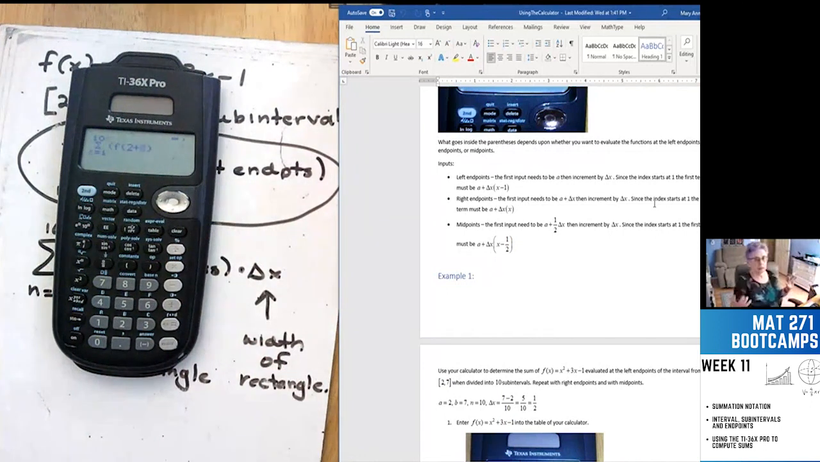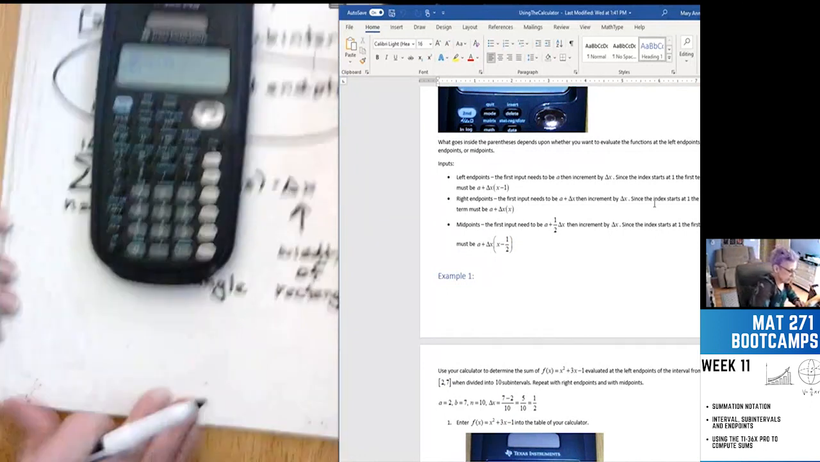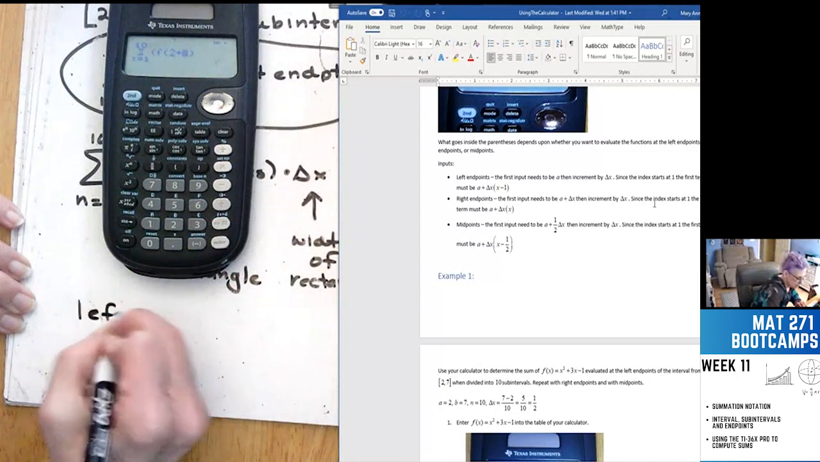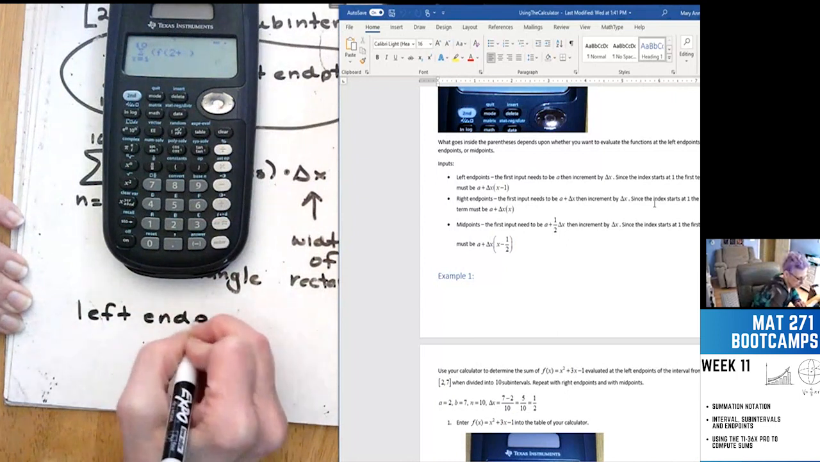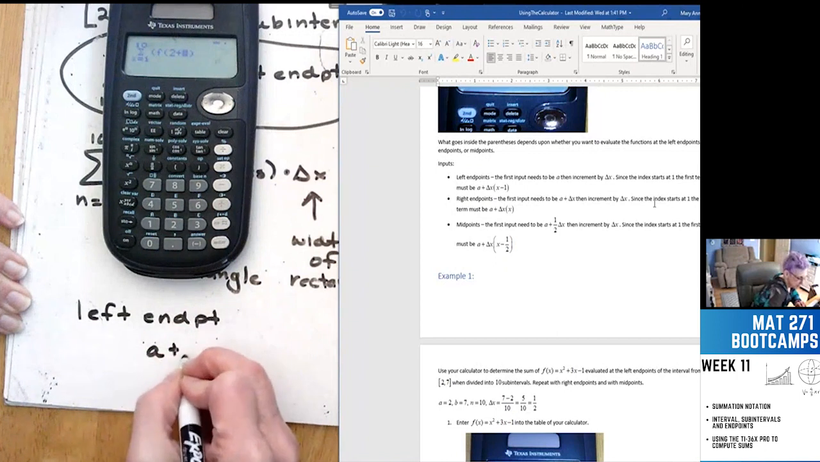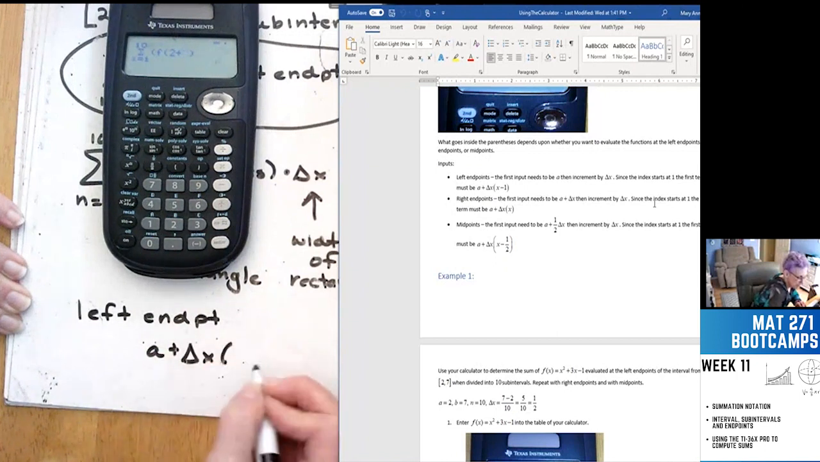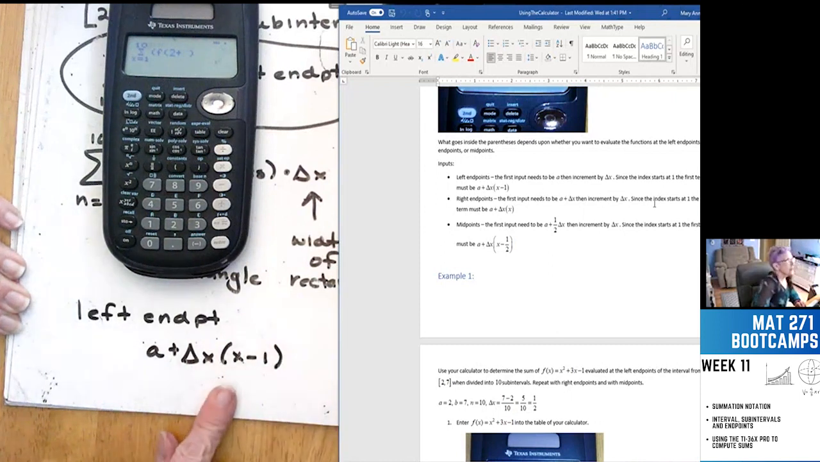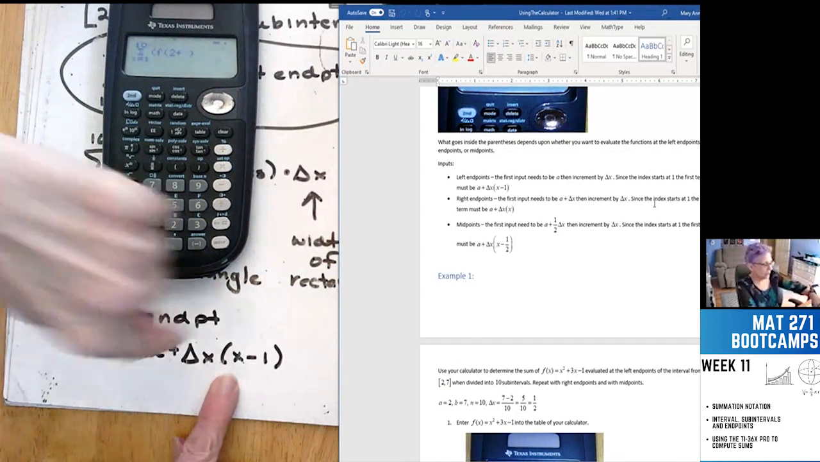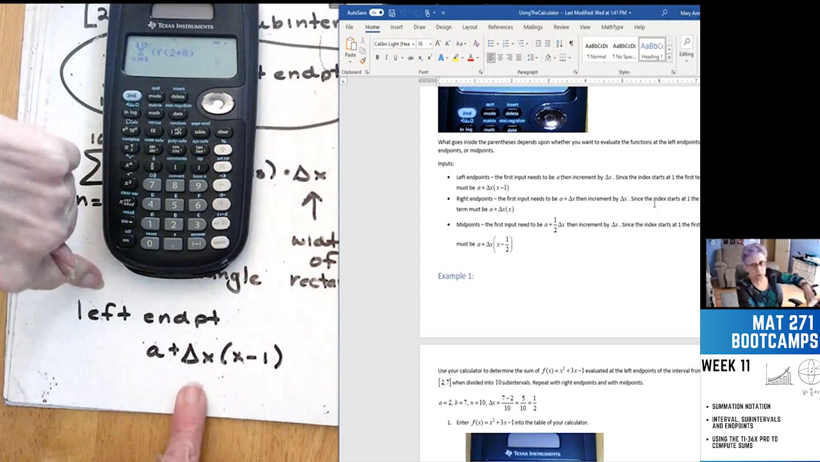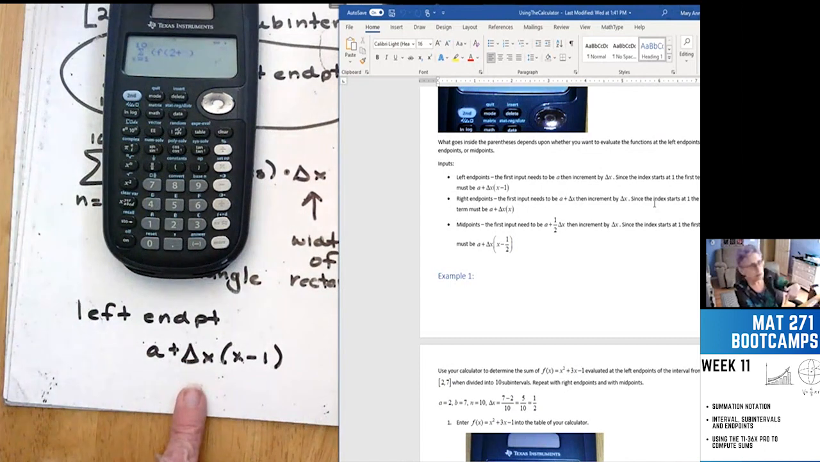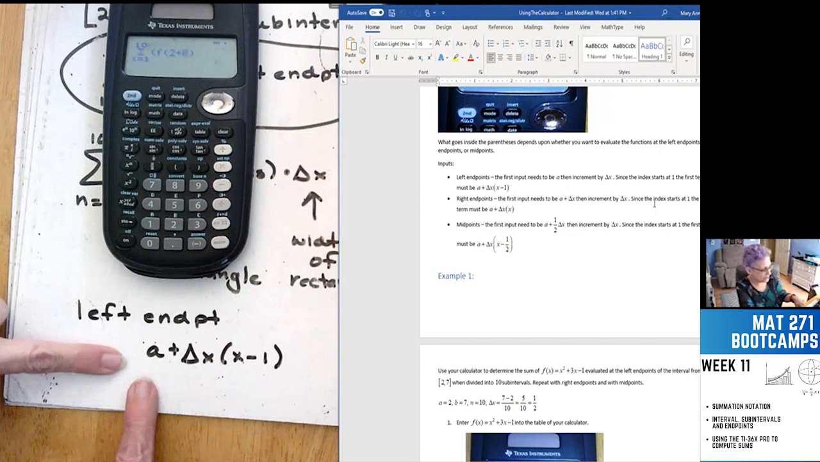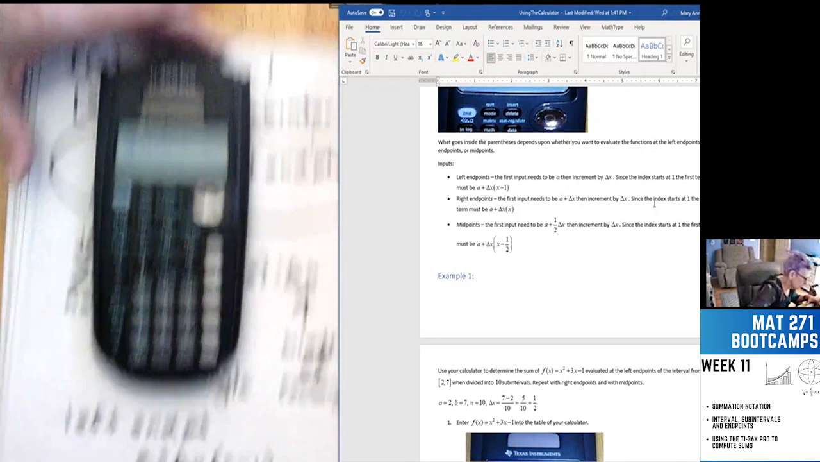Plus, then I write down delta x. So left endpoints, it's A plus delta x times x minus 1, because my counter, my x, is starting at 1, but for left endpoints, I want to start out not adding any delta x's. I want to start out just at A, so I'm going to do delta x times x minus 1.